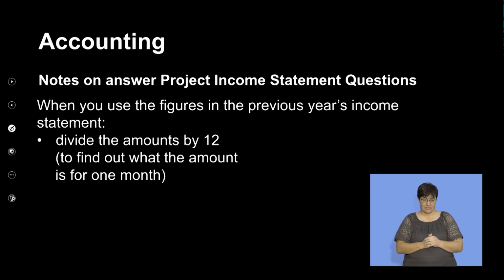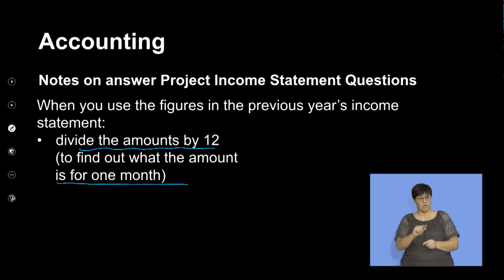So, very important, what do we do here? Divide the amounts by 12. Why do we divide it by 12? To find out what is the amount for 1 month. Clear, guys? Okay.